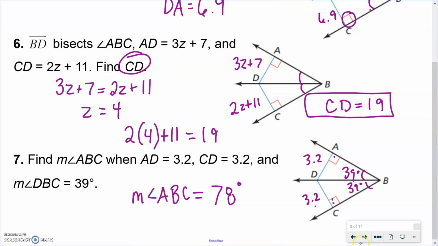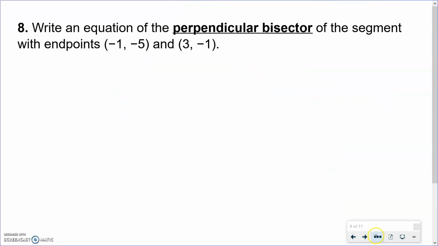All right, so this next piece is kind of labor intensive. I'm only going to do one example, but you will do the same 4 steps every single time. So we're going to write the equation of a perpendicular bisector on the coordinate plane of the segment with the endpoints of (-1, -5) and (3, -1).